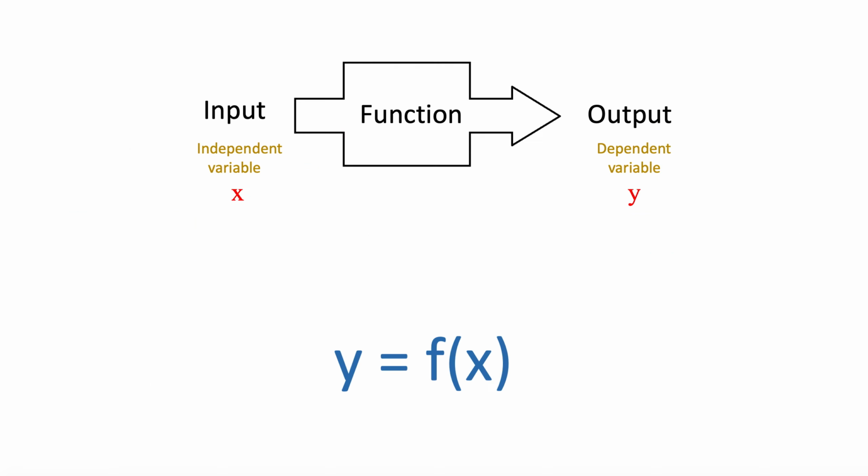The main thing is you start with your input. One input gives one output. The independent variable is x, the dependent variable is y, and y is a function of x. And we use this notation to make everything clearer and easier.